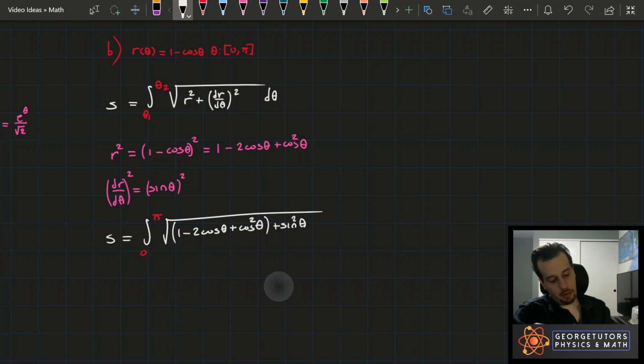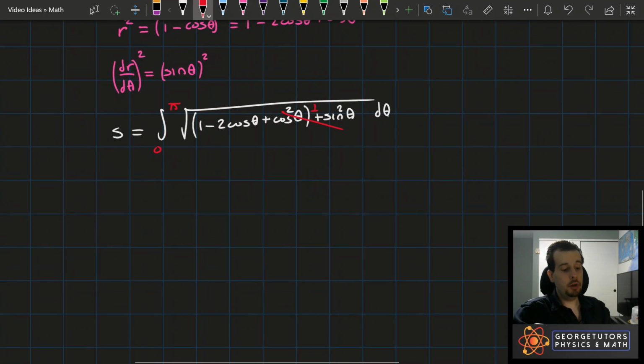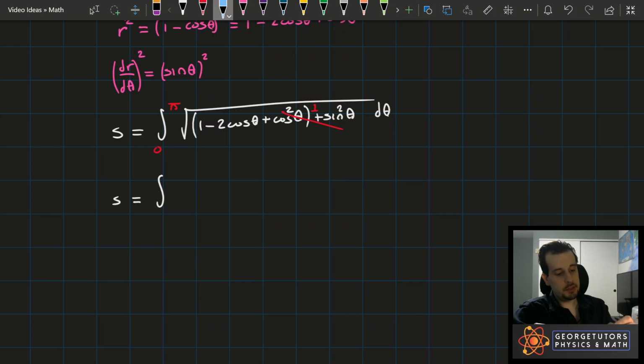All right. And then we integrate that with respect to theta. Now, this cos squared plus sine squared situation vanishes in favor of 1. And so your integral here simply becomes the integral from 0 to pi of the square root of, let's see, we got 1 here, plus 1, so 2 minus 2 cos theta d theta.